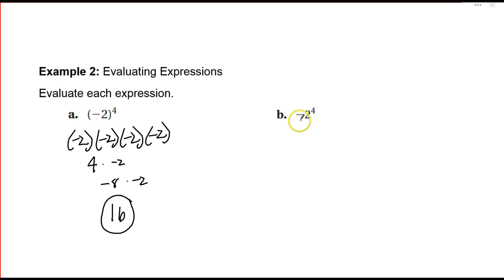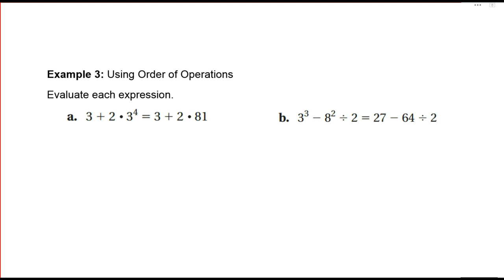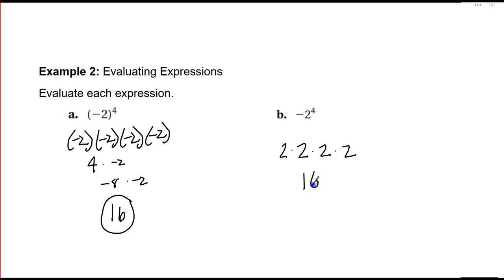So -2 to the 4th power is +16. Now this looks a little different in part B. This is really the opposite of 2 to the 4th power. So the base is just 2. 2 times 2 times 2 times 2, which is 16, and then it's the opposite of that, so it would be -16.